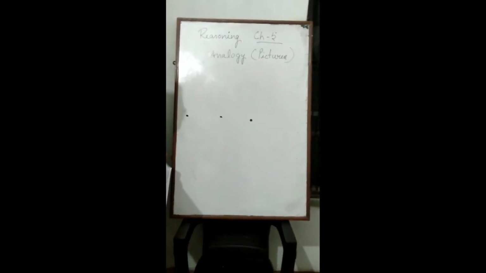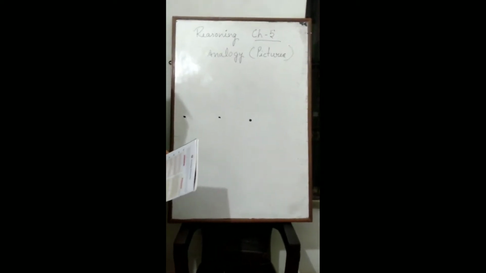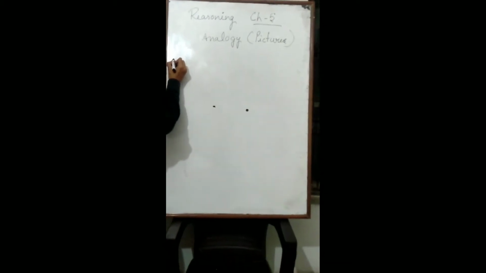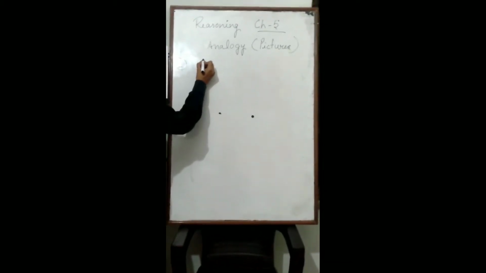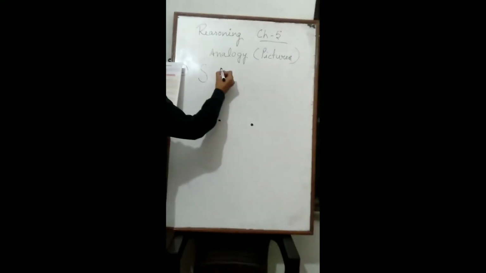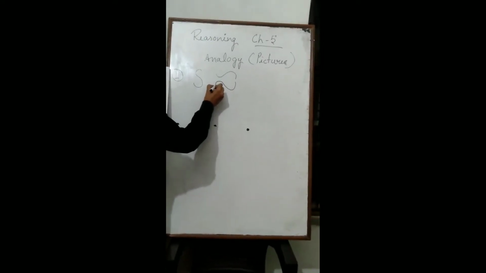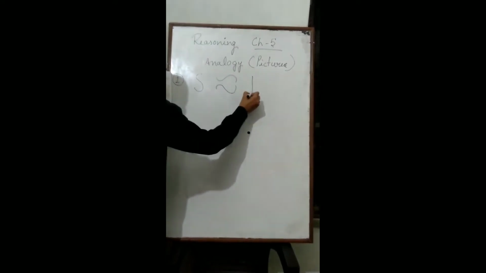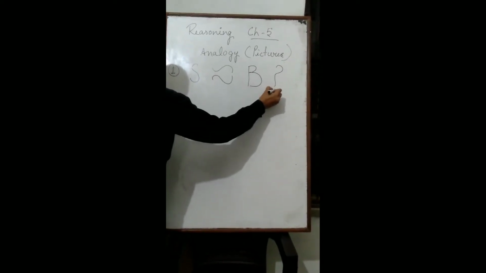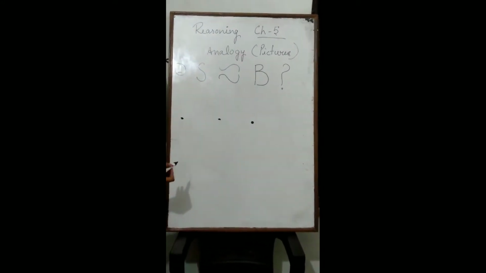Students, today I will start the reasoning chapter 5, that means picture reasoning. Let's see how we will solve. I am explaining a few questions on the board. The first question is, this symbol is there in the question, then this symbol is given, then this B is given, then a question mark is given. In this question we have to find out the value of the question mark. Let's see how we will solve this.